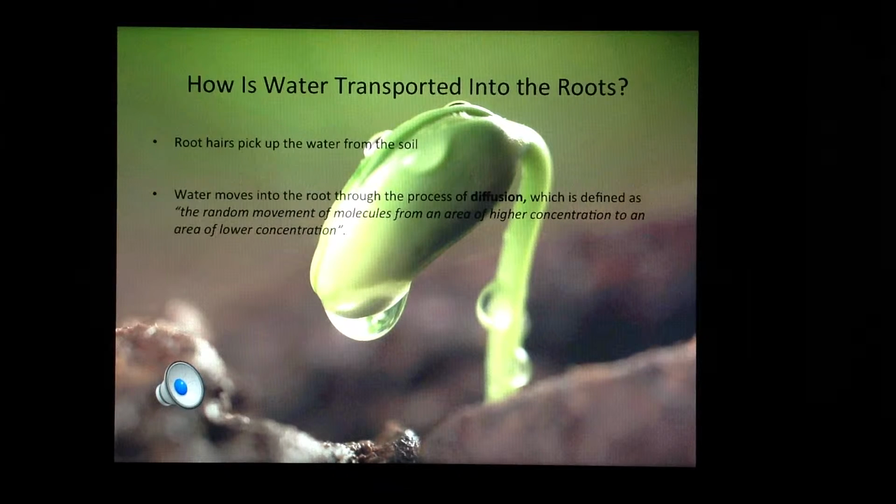How is water transported into the roots? Root hairs pick up the water from the soil. Water moves into the root through the process of diffusion, which is defined as the random movement of molecules from an area of higher concentration to an area of lower concentration.